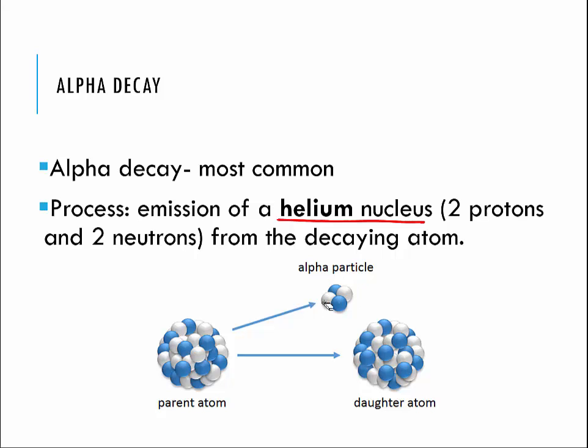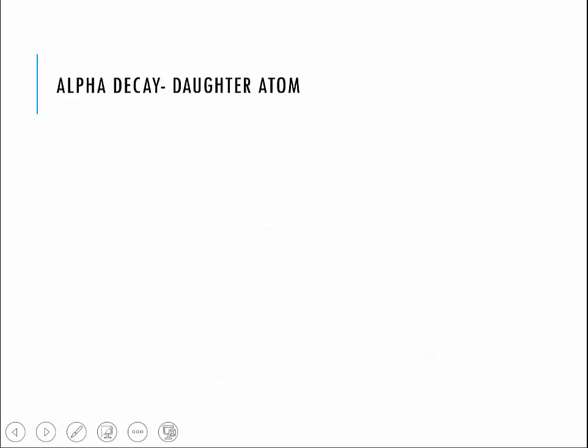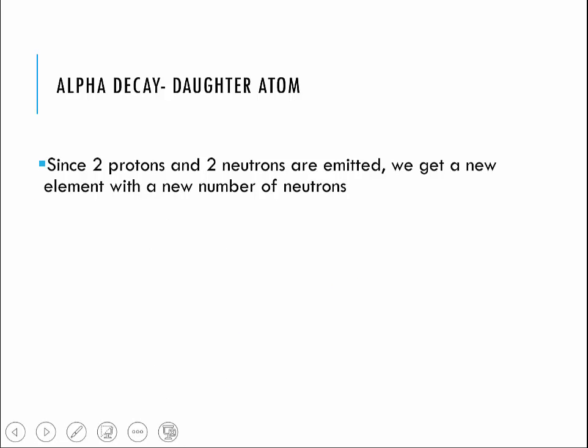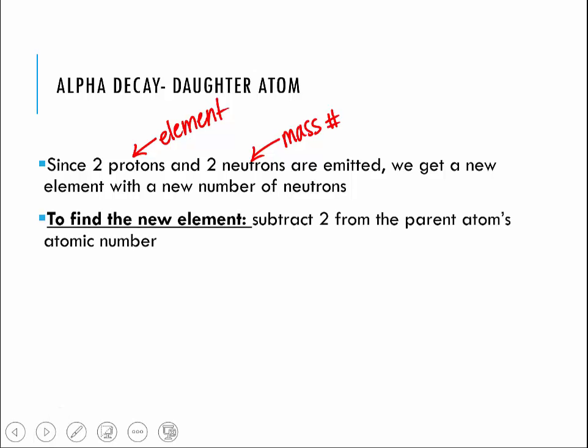Now because of that, we start with something, we end up with this alpha decay particle that goes shooting off into the distance, and we get this new atom here, this new daughter atom is what we call it. So since these 2 protons and neutrons are emitted, we get a brand new element, right? This thing right here changes what element we have. And this thing right here changes the number of neutrons we have, which changes our mass number, which remember is protons and neutrons put together.